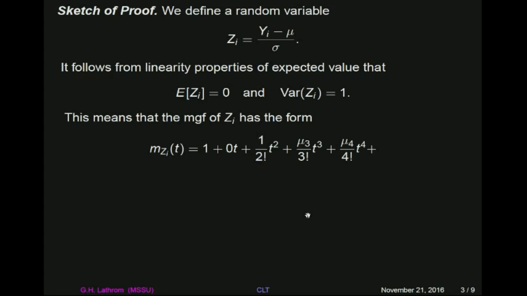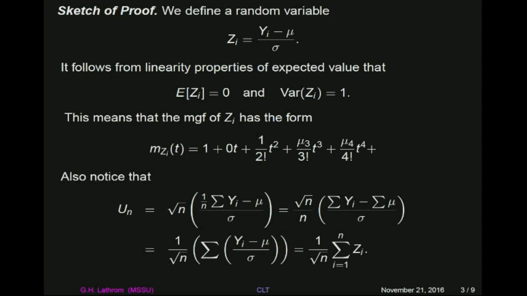And something else to notice, how does this apply to our u sub n's? Well, if we take our definition of u sub n and do a little bit of algebra on it, then our u sub n's just end up being a weighted sum, so 1 over root n times the sum of the z sub i. So work through that algebra and confirm for yourself that that's actually true.